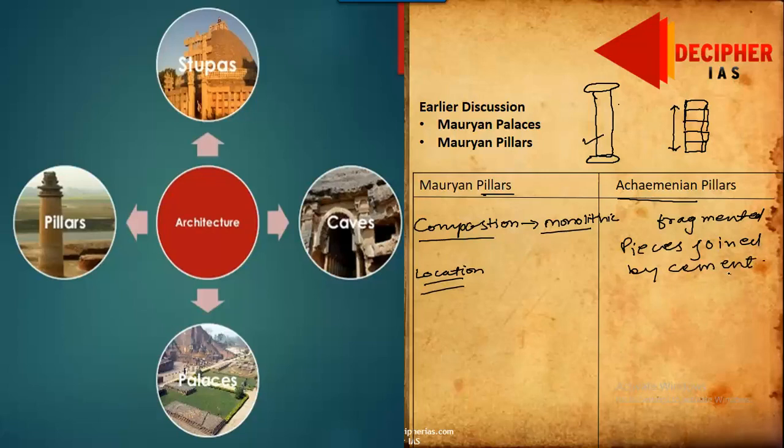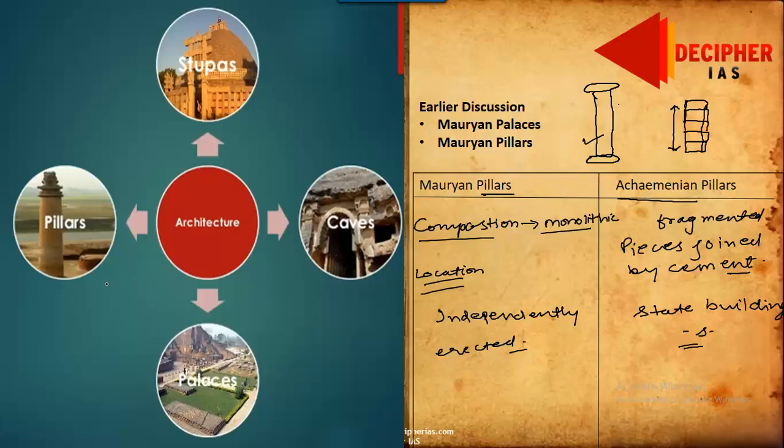Moving on to locational differences. If you recall the Sarnath pillar, the Mauryan pillars were independently erected, which means they were not supporting any building or structure at all. Whereas the Achaemenian pillars were generally attached to state buildings. So these were the two main differences between Mauryan pillars and Achaemenian pillars.